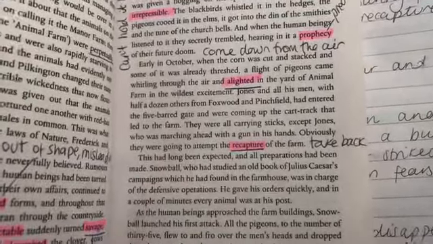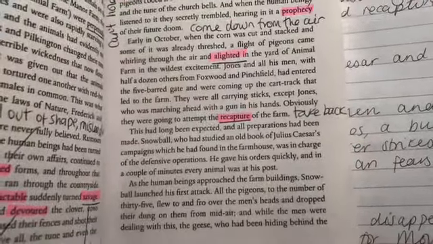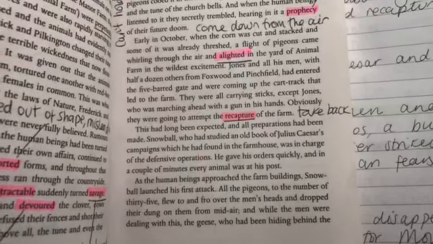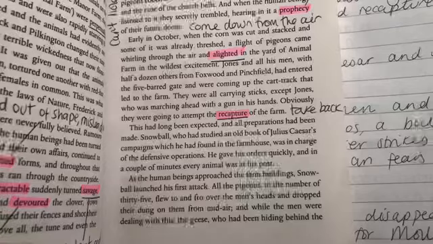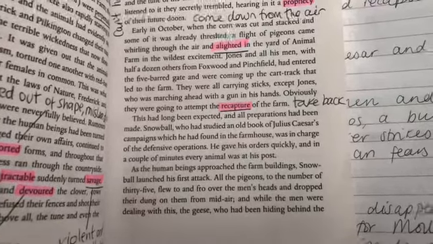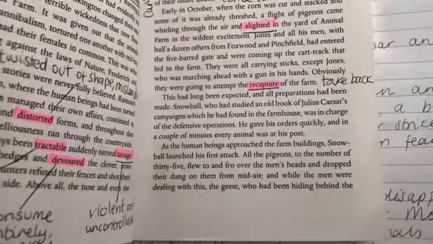Jones and all his men, with half a dozen others from Foxwood and Pinchfield, had entered the five-bar gate and were coming up the cart track that led to the farm. They were all carrying sticks, except Jones, who was marching ahead with a gun in his hands. Obviously, they were going to attempt to recapture the farm. So they're going to try and take back the farm.